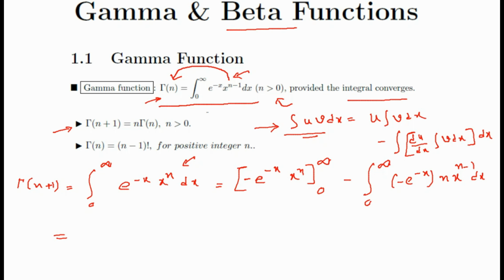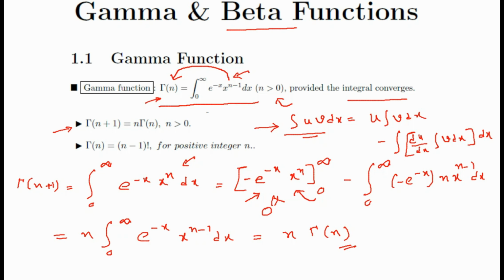Now if you put infinity, then e to the power minus x leads to 0, and for 0, x to the power n goes to 0. So basically this term will be 0 due to these two terms. Ultimately this term equals 0. So this is integral 0 to infinity e power minus x, n will go outside, x power n minus 1 dx, and this is gamma n. So the proof is complete.